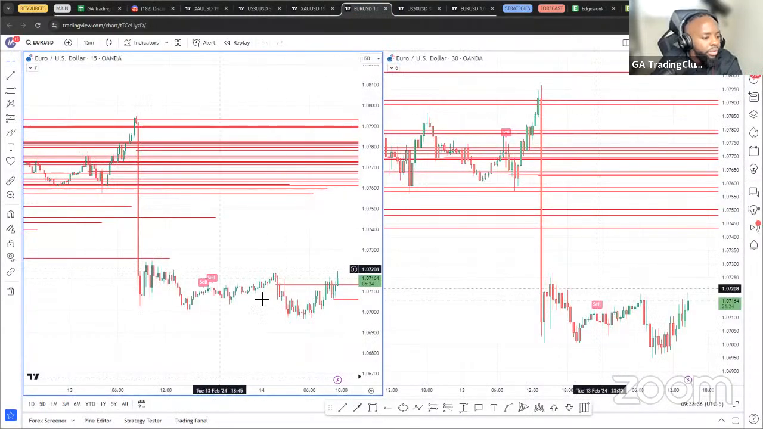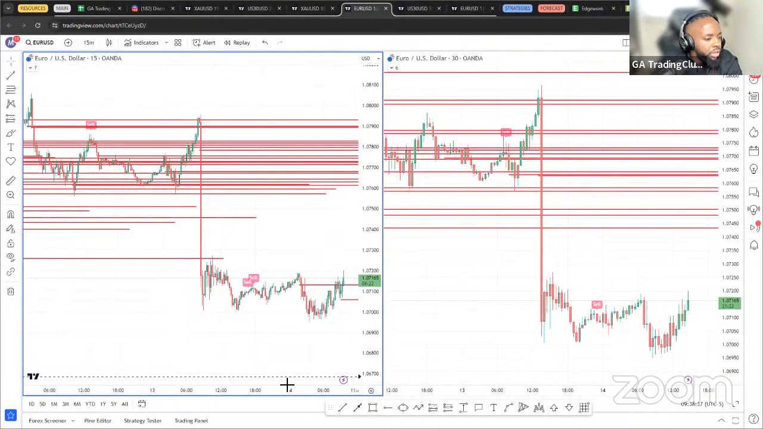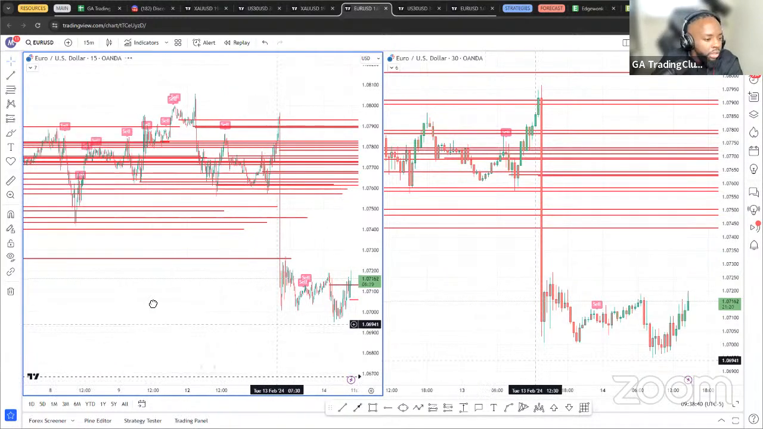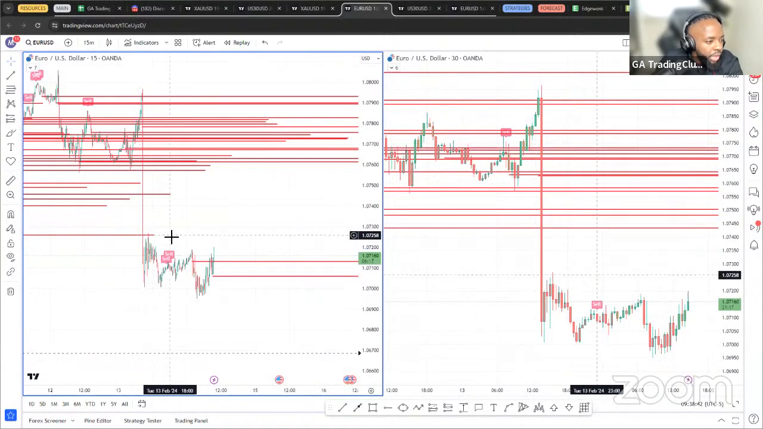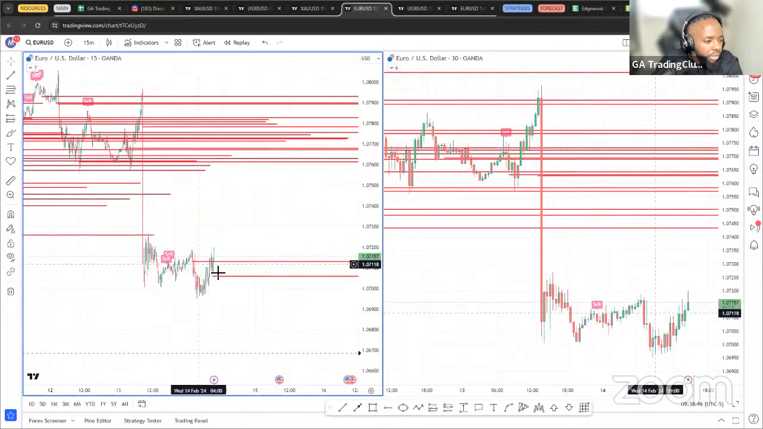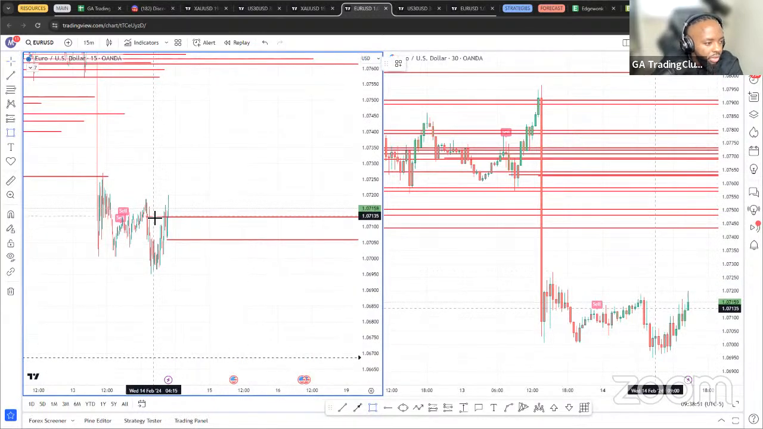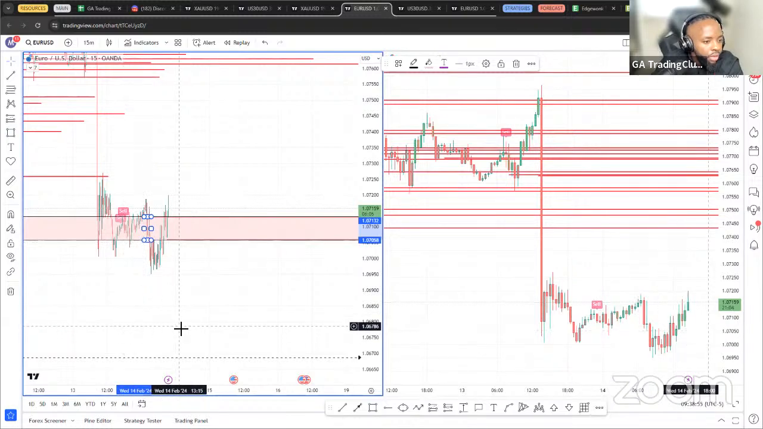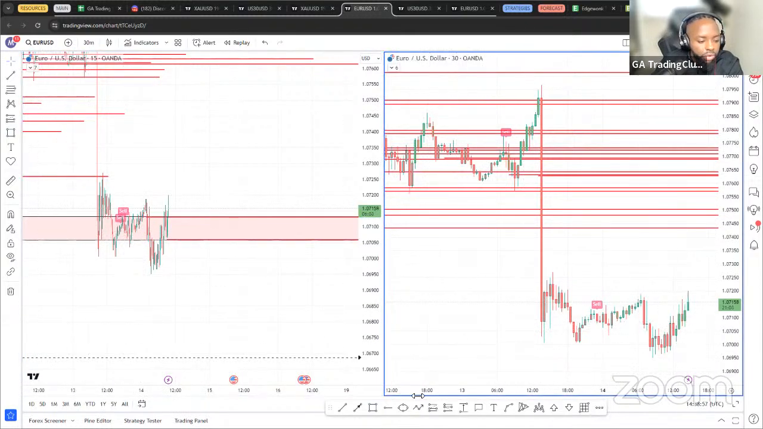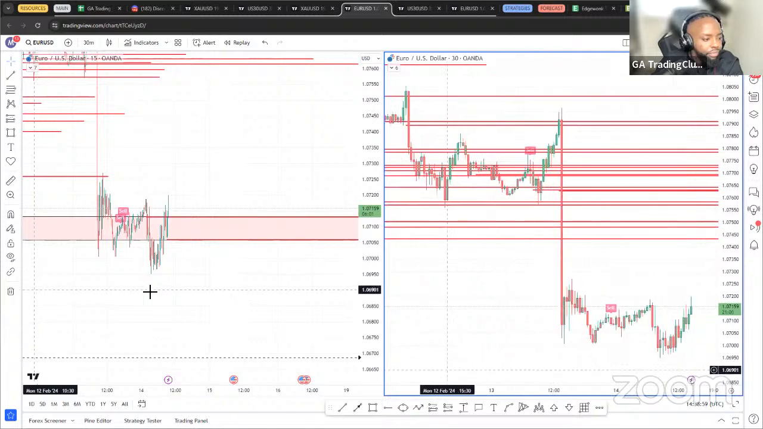For EU, here we have a double SAR. No, that's not it. So EU would have to be this zone right here on the 15-minute time frame. And then no zone on the 30-minute time frame.